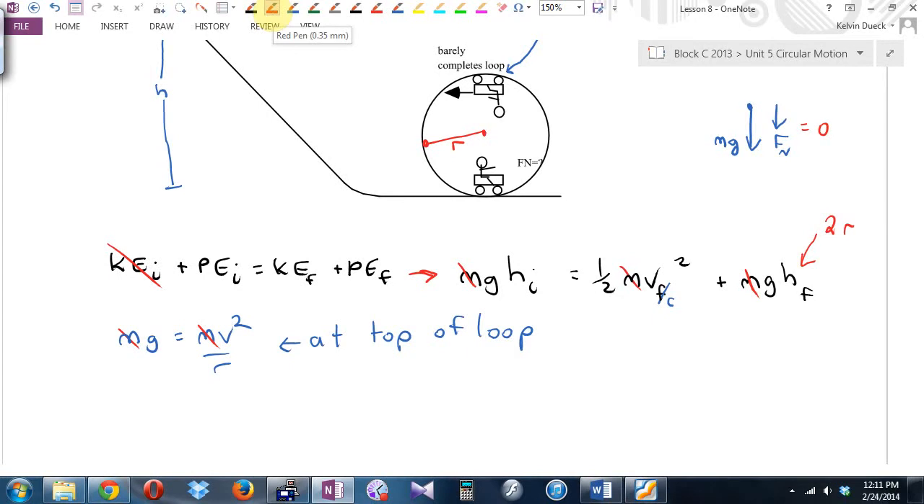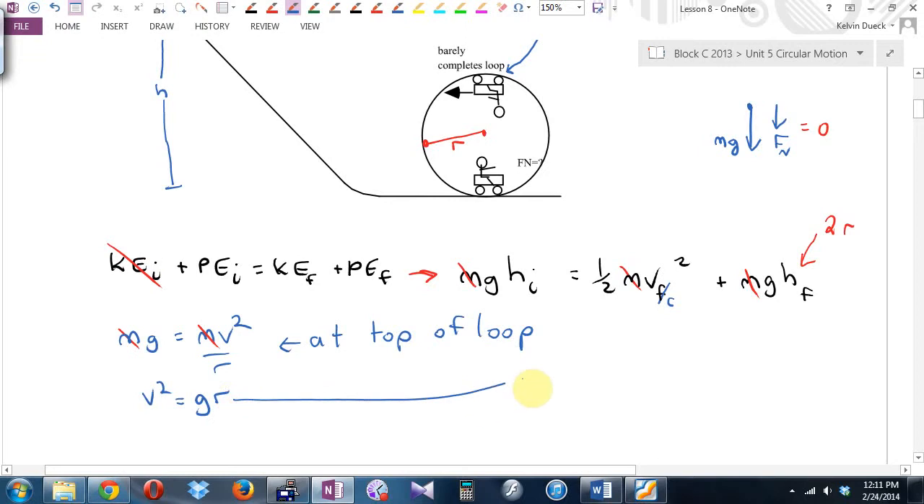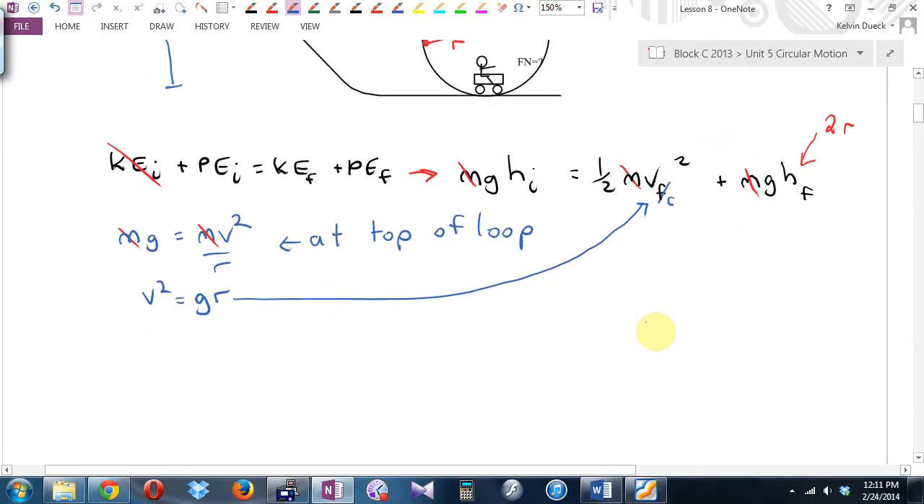Actually, you know what? I just fibbed. I said get the V by itself. But actually, what do I have sitting in my original conservation of energy equation? Not a V, but a V what? So why don't I just be really clever and get the V squared by itself? V squared equals GR. And now I'm going to put that in there. We get this.